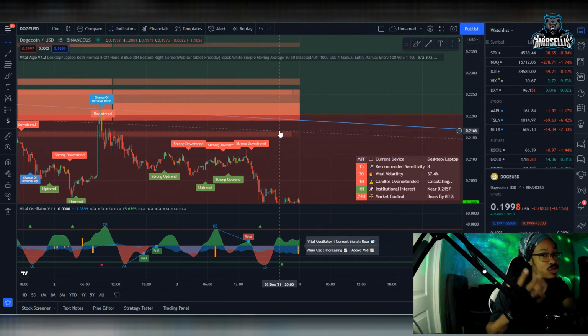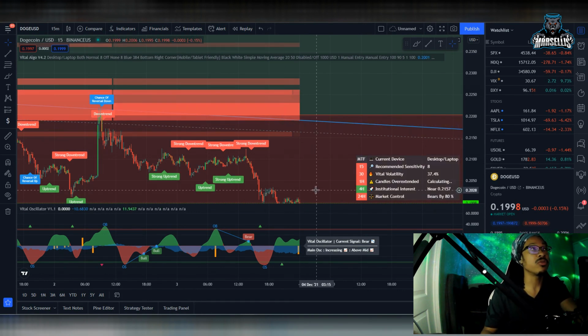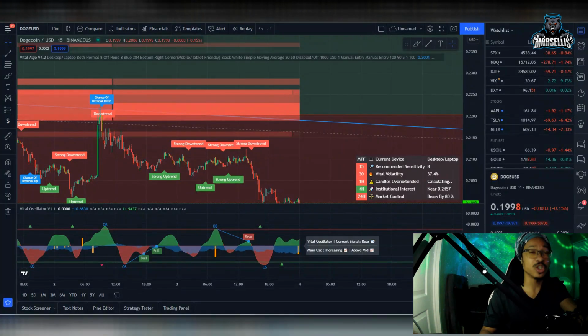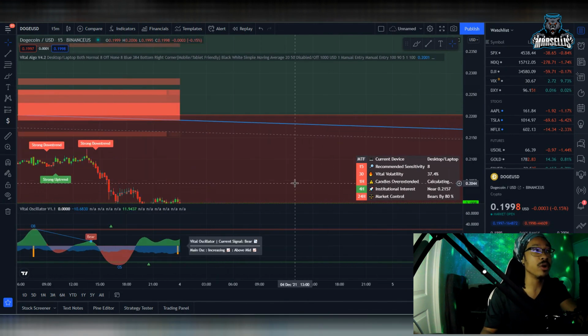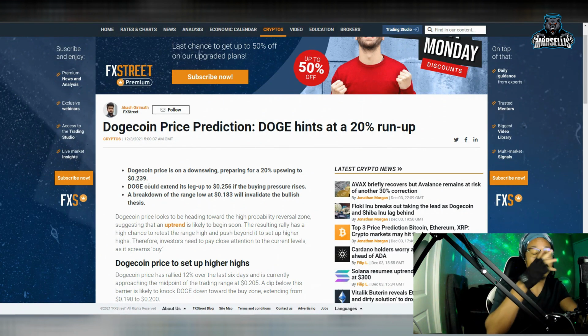Now, if Bitcoin continues to drop, like I was just saying, then obviously this is all going to be invalidated. But they are saying 23.9, but I say 21.50 to 22 cents. So that is my prediction for the recovery phase of Dogecoin. Now, there is some more stuff over here. Doge could extend its leg up to 25.6 if the buying pressure rises.